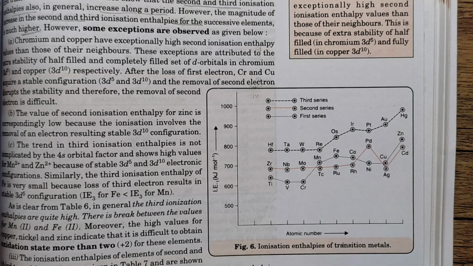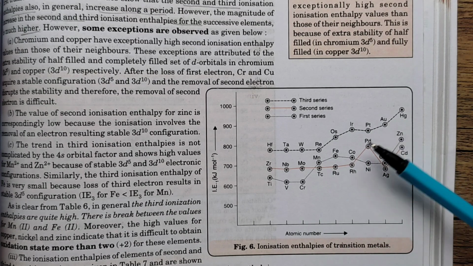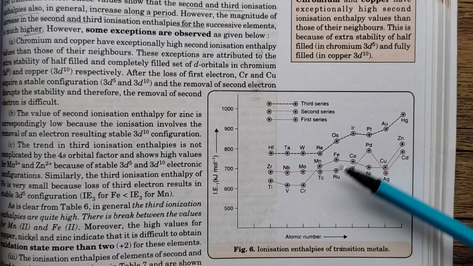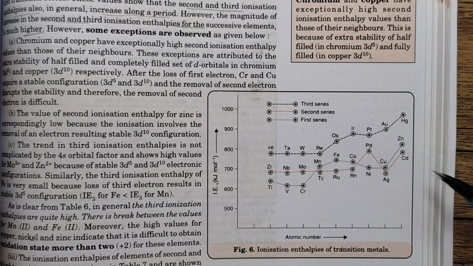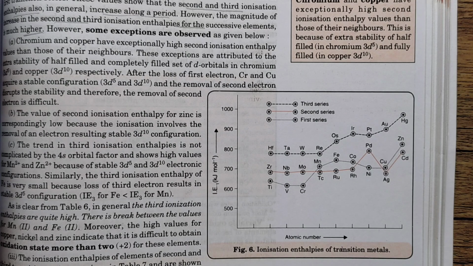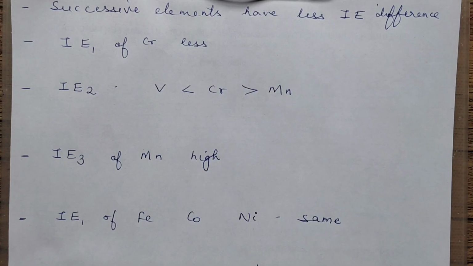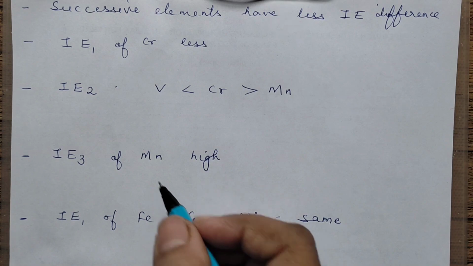Down the group, actually, the ionization enthalpy should decrease, but the 3D has the least and the 5D series has the maximum ionization enthalpy. What is the reason for all this? We are going to discuss it in the video. See, these are all the questions which we'll be answering.